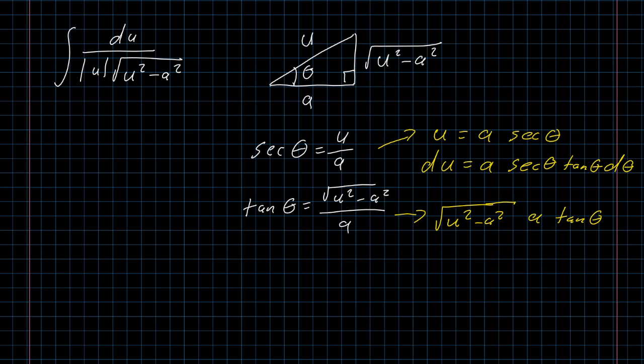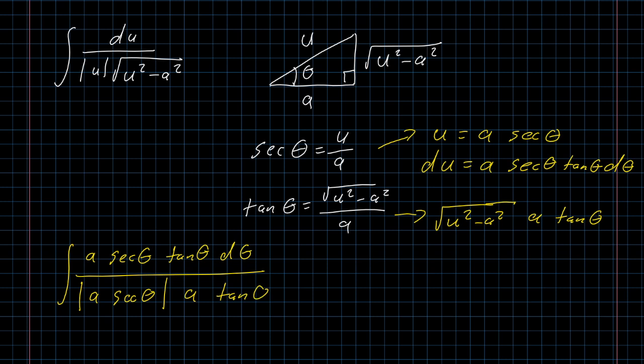And look at what happens when I substitute those things in. Du is a times secant theta times tangent theta times d theta. U is a times secant theta, and the square root of u squared minus a squared is a times tangent theta. Some of these a's cancel out. The secant theta cancel out. The tangent theta cancel out.